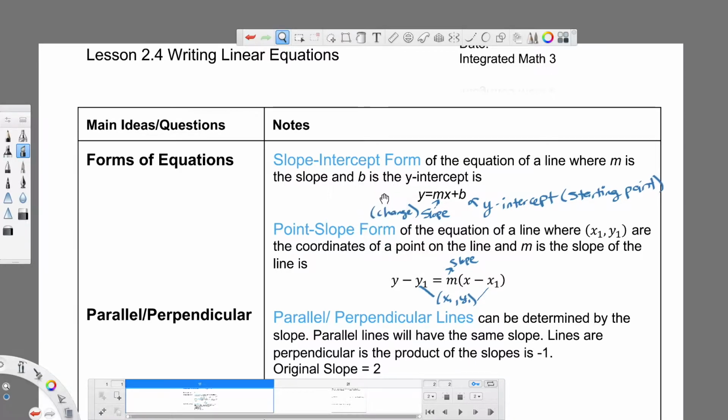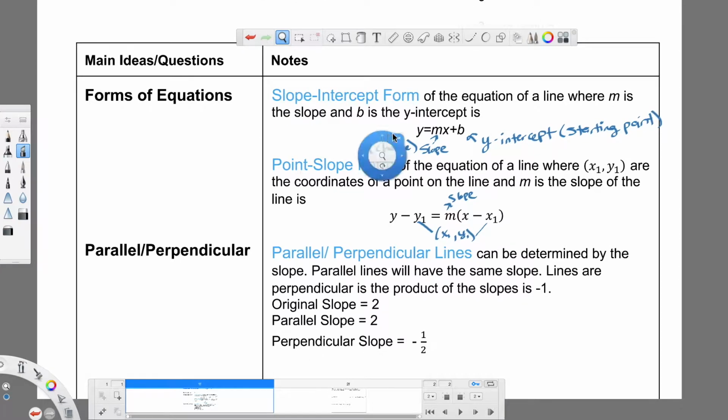Let's scooch down because we're going to look at parallel versus perpendicular lines really quick. Parallel and perpendicular lines can be determined by the slope. Parallel lines have the same slope. And lines that are perpendicular have a product of slopes that is -1. Or you can think of them as negative reciprocals.